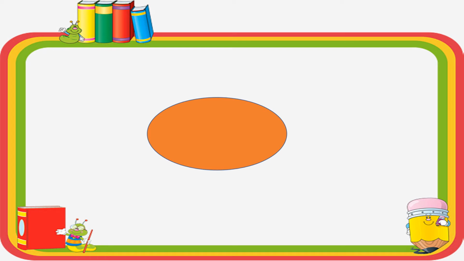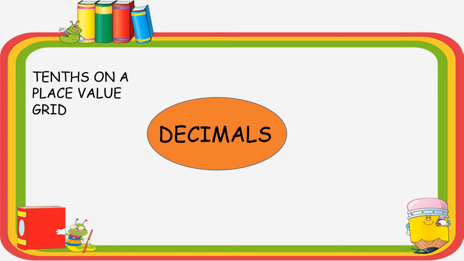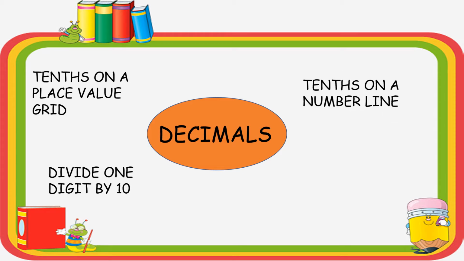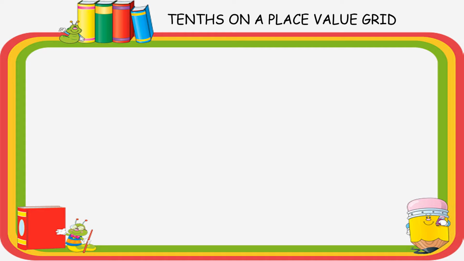Hello everyone, welcome to another learning time with Miss Blessing, and in today's video we are going to continue our learning on decimals. In this lesson we are going to be learning about tens on a place value grid, tens on a number line, divide one digit by 10 and divide two digits by 10. Come along, let's learn together.